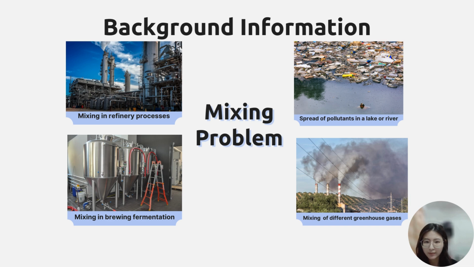In environmental science, the dispersion of pollutants is predicted by modeling the spread of pollutants in a lake or river. In food science, efficient techniques are developed for mixing by designing brewing and fermentation systems. In atmospheric science, researchers analyze climate change by simulating the mixing and interaction of different greenhouse gases in the atmosphere.